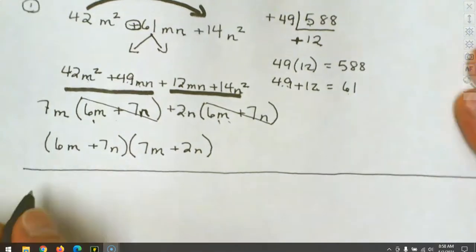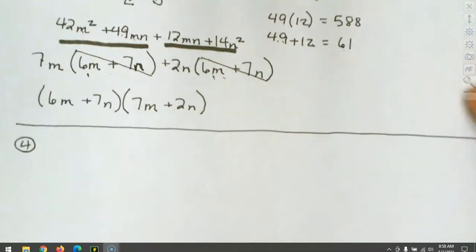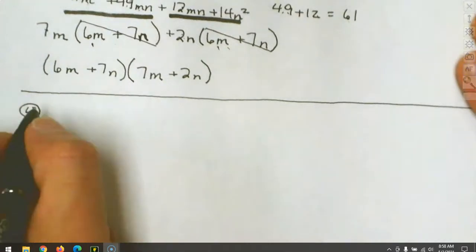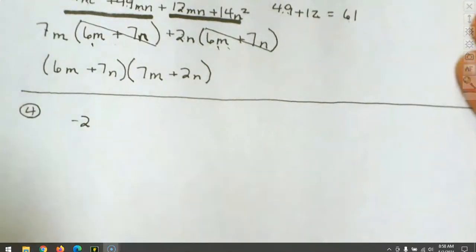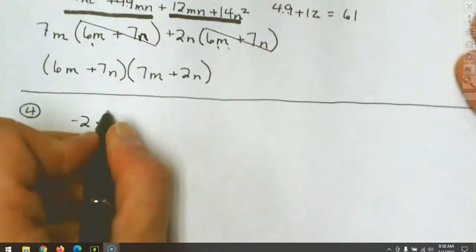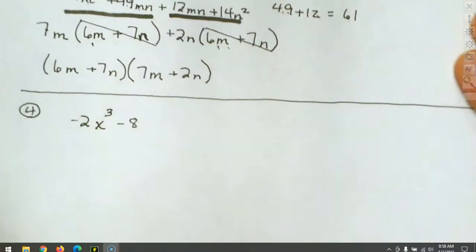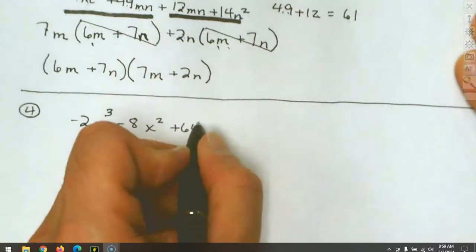Question 4. Okay, so question 4, we're going to have to factor something out at the very beginning. So we have a minus 2x cubed minus 8x squared plus 64x.